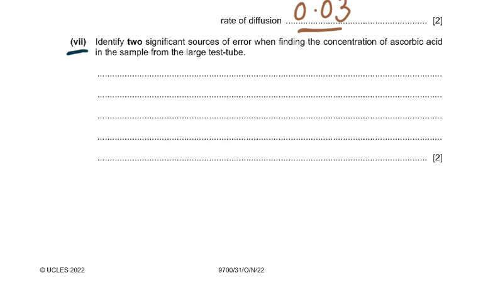Then coming to part 7 of the question, identify two significant sources of error when finding the concentration of ascorbic acid in the sample from the large test tube. Now it is difficult to read the scale on the syringe. Why? Because the iodine has a color, it's a brownish sort of color, so you can't read the scale on the syringe. Then lack of suitable precision. Why? Because the volume of the drop is too large. Maybe a smaller drop would change the color, but we're adding the whole drop. Difficult to judge the end point because whole drops are added each time.